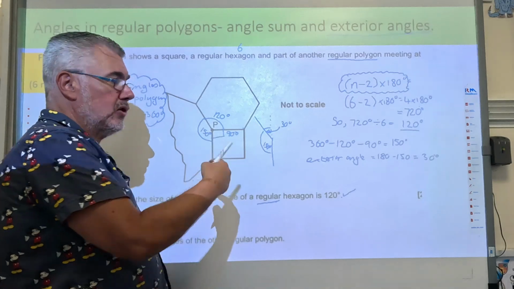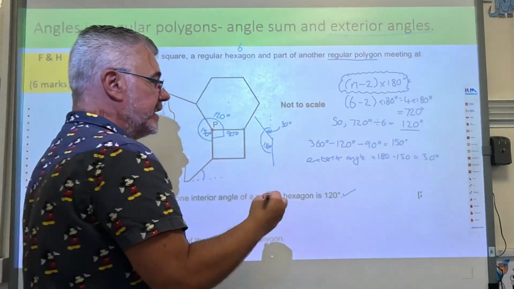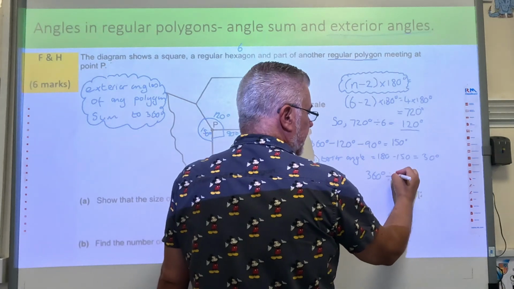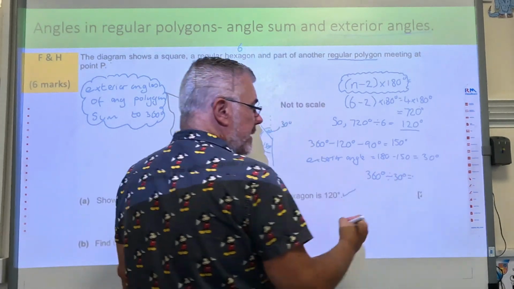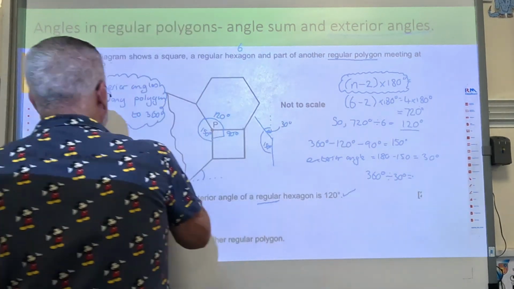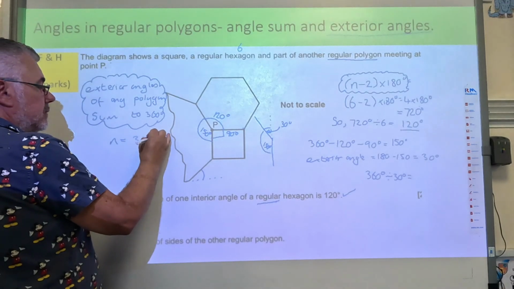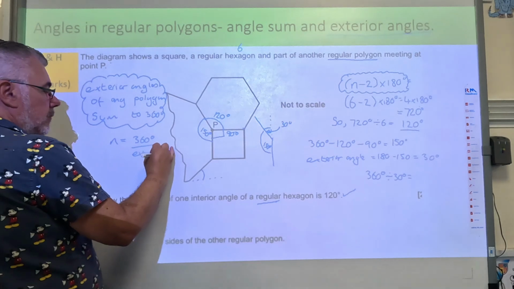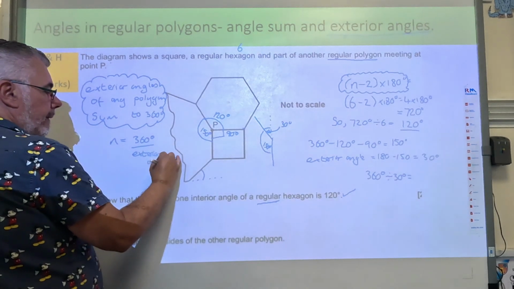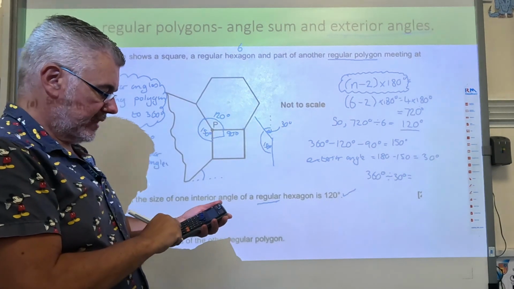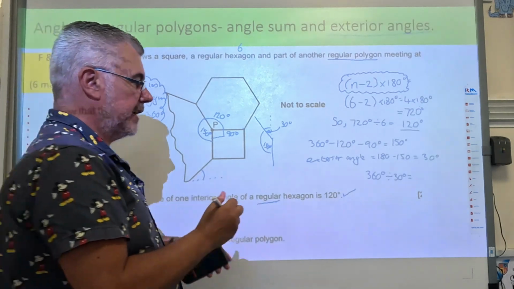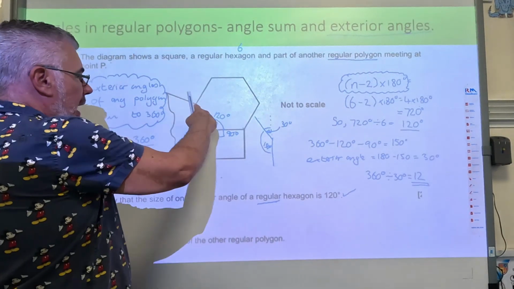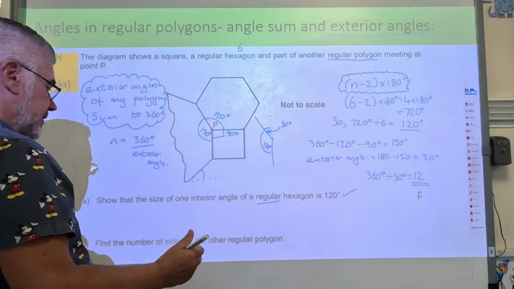I know the sum of all these exterior angles must sum to 360. So if I do 360 divided by 30, this will tell me how many sides I've got. The number of sides equals 360 divided by exterior angle. So 360 divided by 30 gives me 12. And that's my answer. This shape has to be a 12-sided shape.